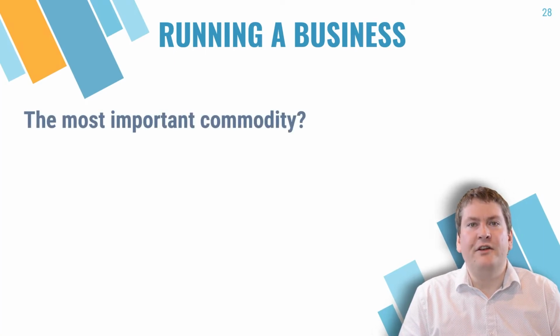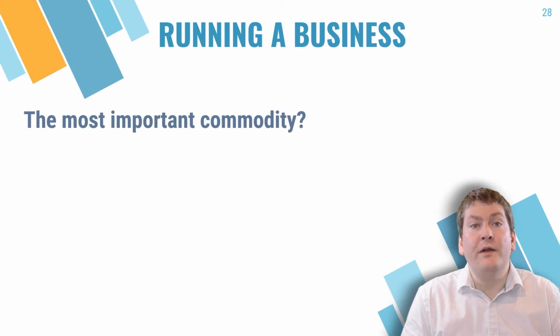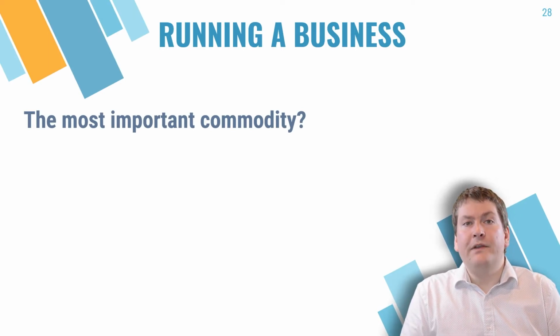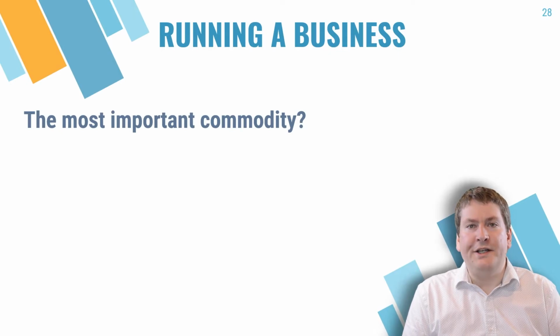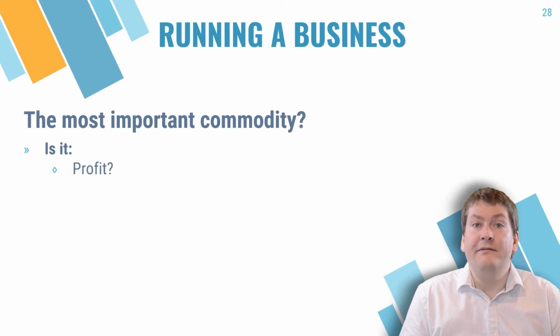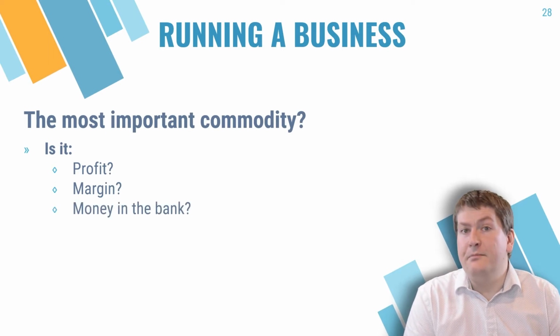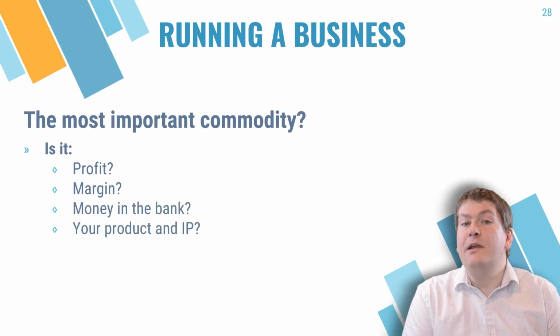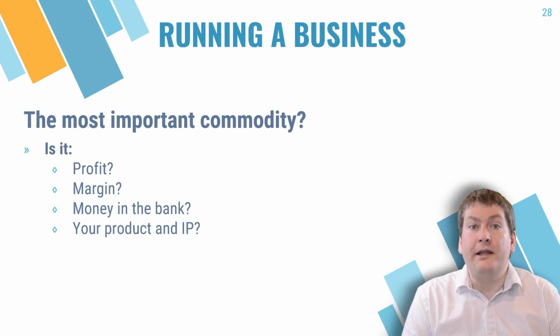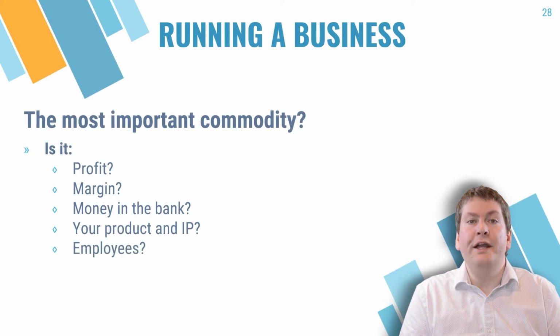The next step is to start asking the question, how do we run this business? Well, there is a critically important commodity that any business needs in order to run effectively and efficiently. What do you think that commodity might be? What is the most important commodity for any business? Is it profit? Is it margin? Is it money in the bank? Maybe your product and intellectual property. Is it your employees?